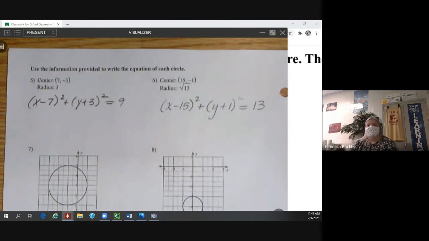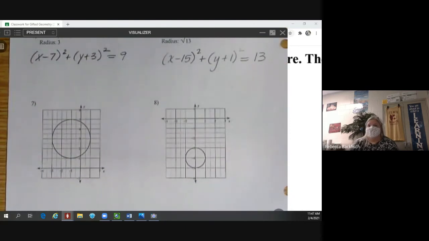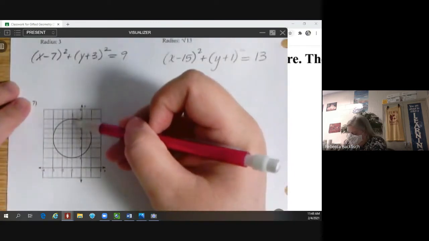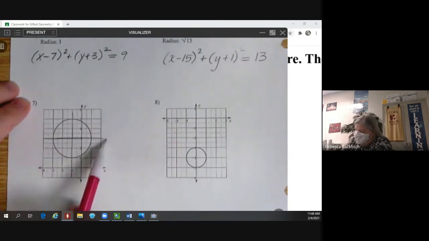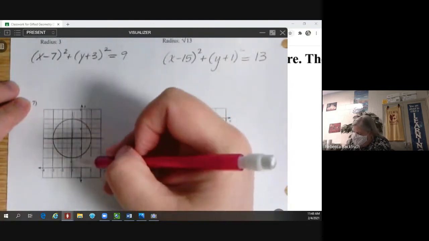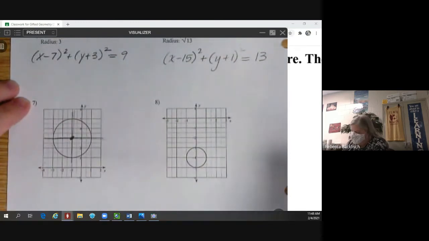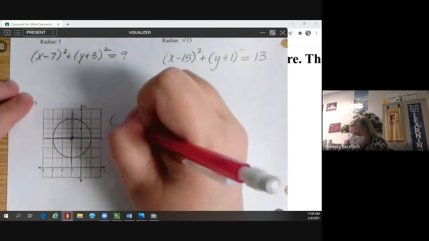7 and 8, same thing. I still need the center. I still need the radius. This time I'm pulling that information off a graph. The easiest way for me to get the center when you have a graph is to think of it like crosshairs. Right there where those meet, that horizontal and vertical diameter, there's your center. Once you find the center, we've got to get its coordinates. That's -1, 3.